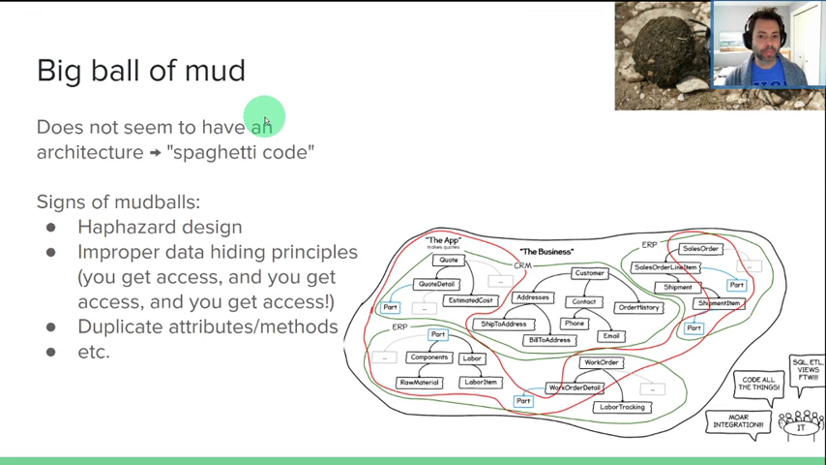Another fun one, the big ball of mud. This is where you have a very poorly constructed project. This is where you have no idea why something is the way it is. You have no idea why there are interactions that shouldn't be there. You have bad data hiding principles, like why is this private? Why is this protected? Why is this public? Doesn't make any sense. Lots of spaghetti code.